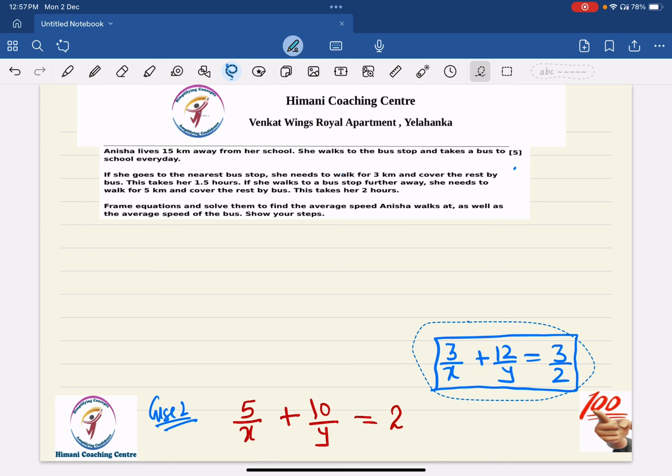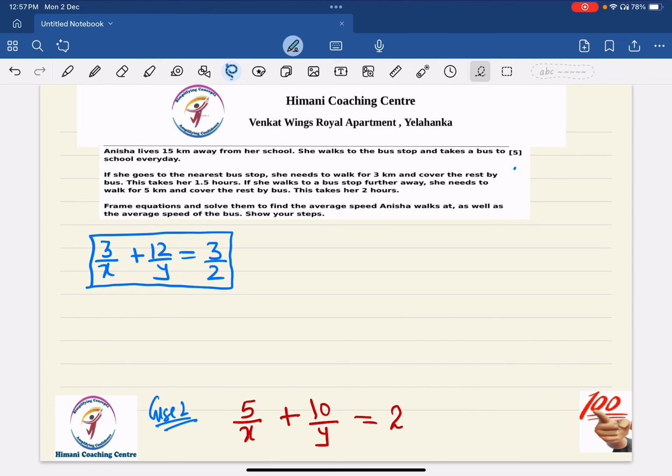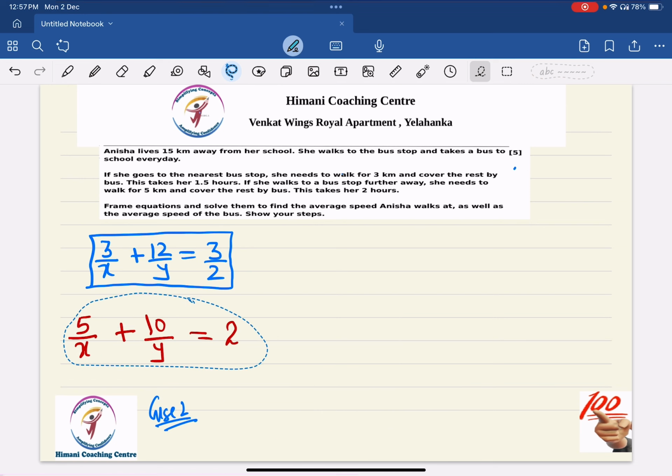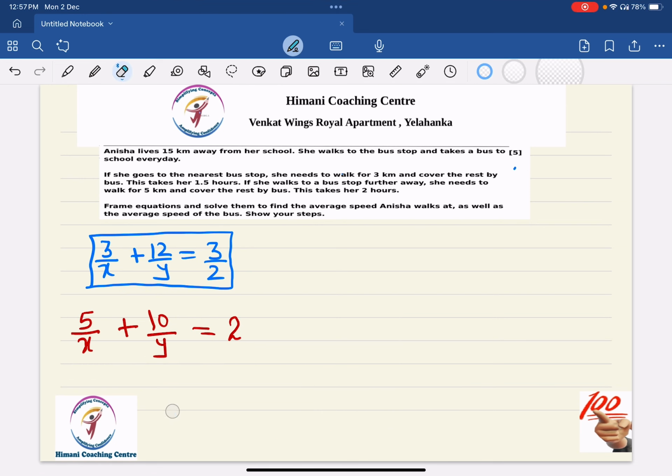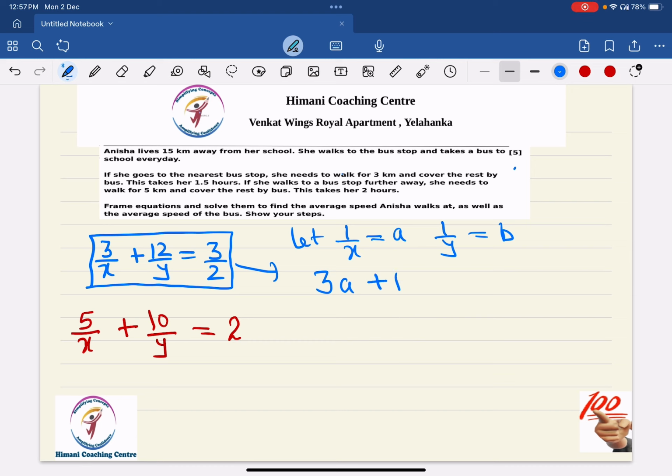Now students, let us put these equations here and try solving. So see, we have to solve this equation. So we will do what? We will say let 1 by x be equal to a and 1 by y be equal to b. Then this equation will reduce to what? It will become 3a plus 12b, which is equal to 3 by 2. Okay. And second equation will become 5a plus 10b, which is equal to 2.